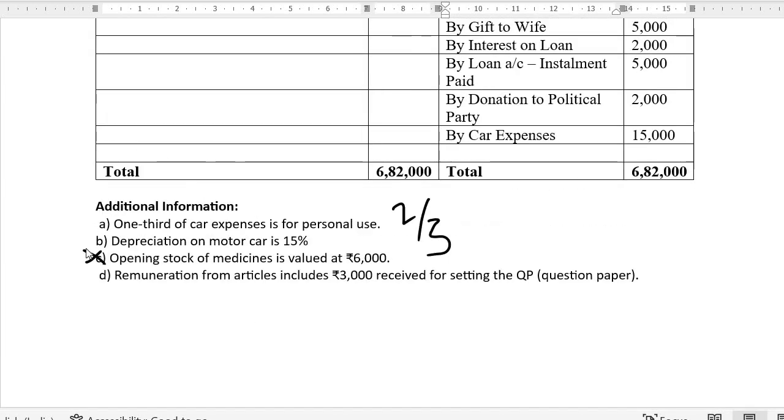First we should look into the adjustment. So here additional information is given. First one is 1/3 of car expense is for personal use. If they give 1/3 of the car expenses is for personal use, it is clear that 2/3 of the car expense is for professional use. So once you look into the car expenses, check inside the receipt and payment account whether any car expenses is given. Yes, here car expenses is given.